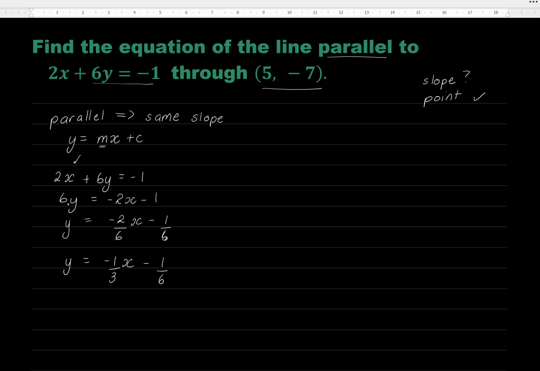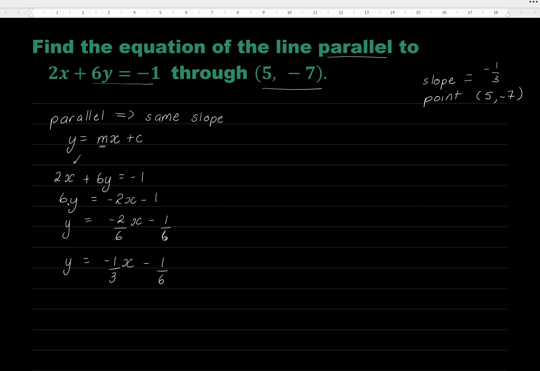Once again, I've popped it in this form to try and get our slope. You could have actually stopped at this point and you would have got your slope quite easily. You just go minus 2 over 6. Not a problem. So now we've got our slope is going to be minus 1 over 3. We've got our point is (5, minus 7), and I think we can go straight away.